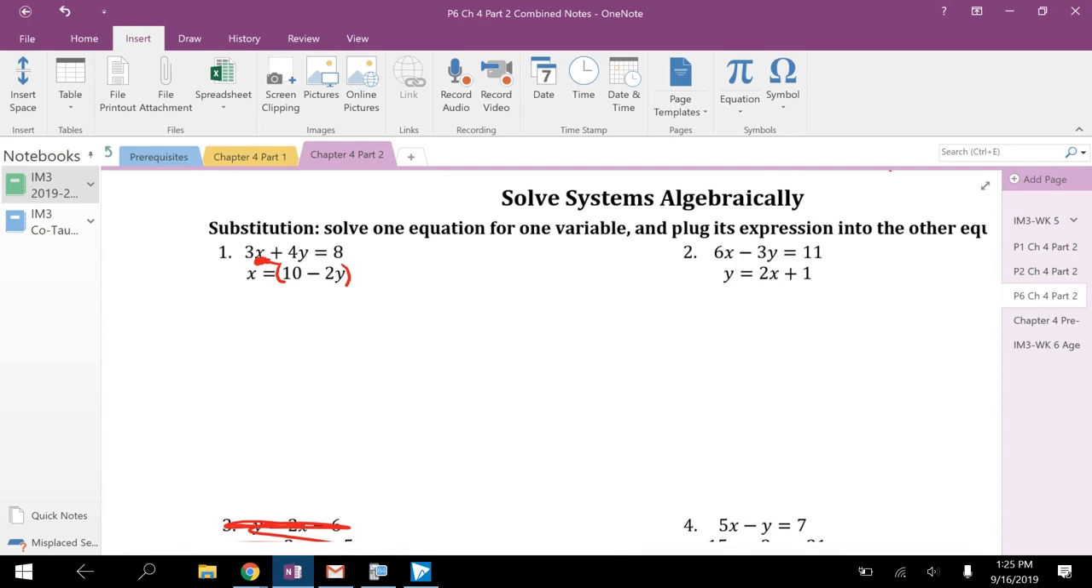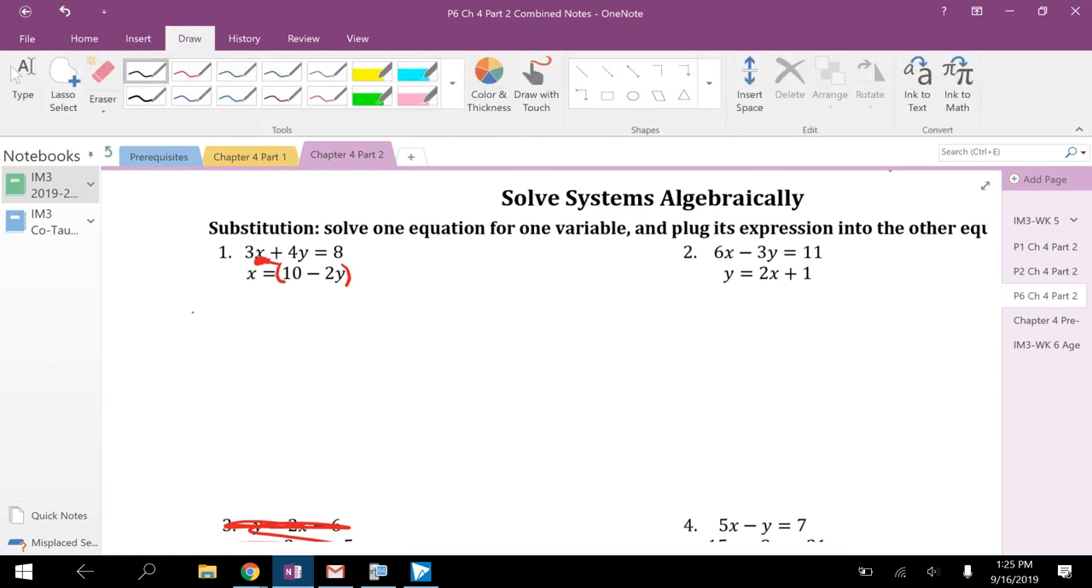You're taking something and replacing it with something else. So in black here, we'll keep things the same. So 3 parentheses in red, 10 minus 2y now, plus 4y in black is equal to 8. So all I did again was I took this piece in red and I plugged it in. I substituted it in for x. That's all I did. Okay.